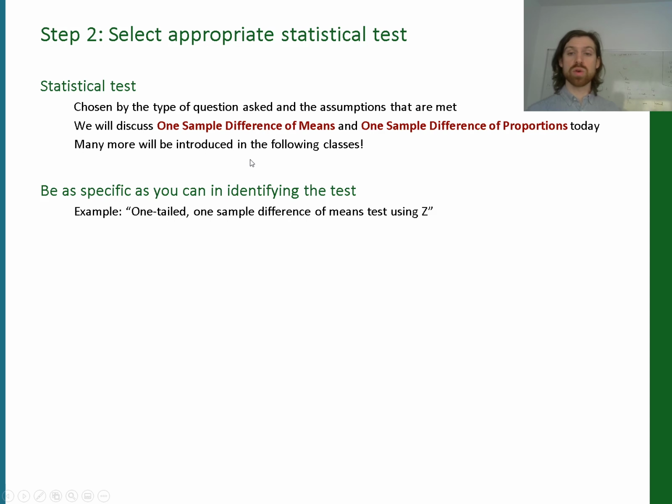So today we're going to focus on just two: the one sample difference of means test and the one sample difference of proportions test. And they're both covered in the book. We're going to give you an overview of what those tests do now, and then you'll have the opportunity to read about those tests in greater depth within McGrew et al.